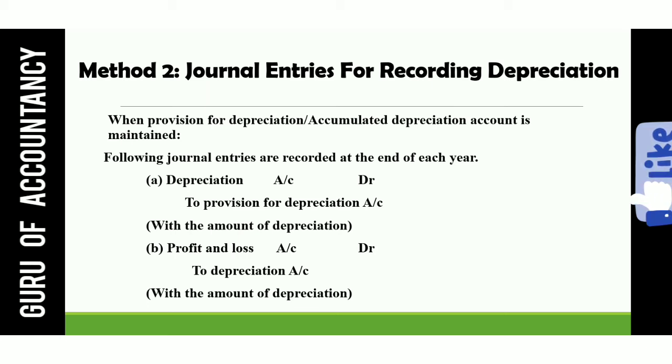So try to understand the basic difference in the journal entries. In the first method of charging depreciation to asset, our first entry was depreciation to asset. But here in the second method of creation of provision, our first entry is depreciation account debit to provision for depreciation account. So the first entry is different in both the methods. Depreciation is debited in both the methods, but the amount to be credited is different. Here, provision for depreciation account is credited.